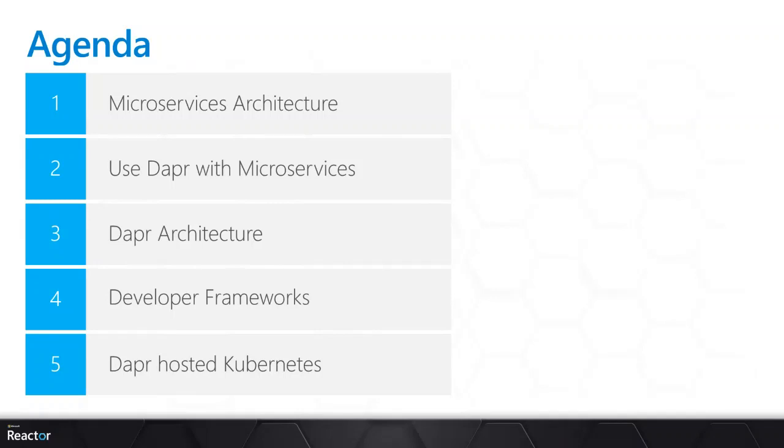In the second section, we will discuss what Dapr is, what the key building blocks are, what the Dapr concepts are, and how we can use those building blocks in microservices applications. We have some demos as well throughout this session. We will also discuss the overall architecture of Dapr, then the developer frameworks that it provides, and then finally, when we talk about microservices, we cannot skip mentioning containers.